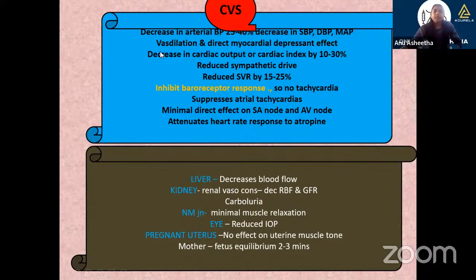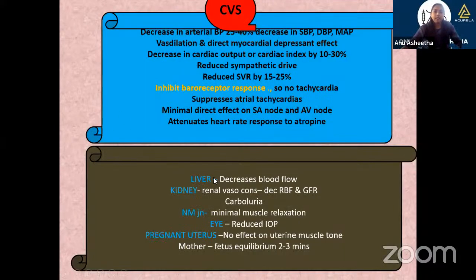In thiopentone, you have seen that the baroreceptor reflex mechanism activates, but propofol inhibits the baroreceptor response. Hence, there is no tachycardia. It only causes bradycardia. They suppress atrial tachycardias. They have minimal effect on the sinoatrial node and the AV node. It also attenuates the heart rate response to atropine.